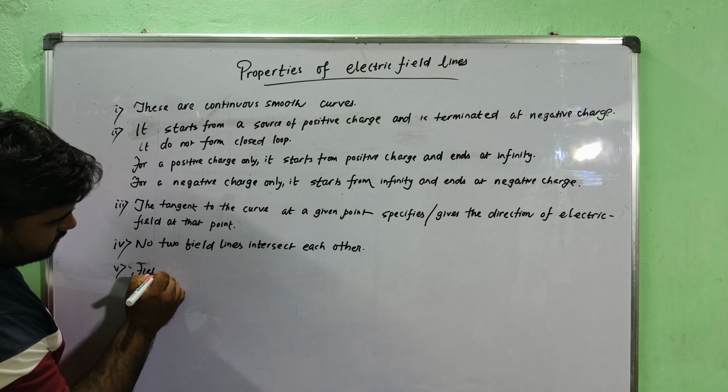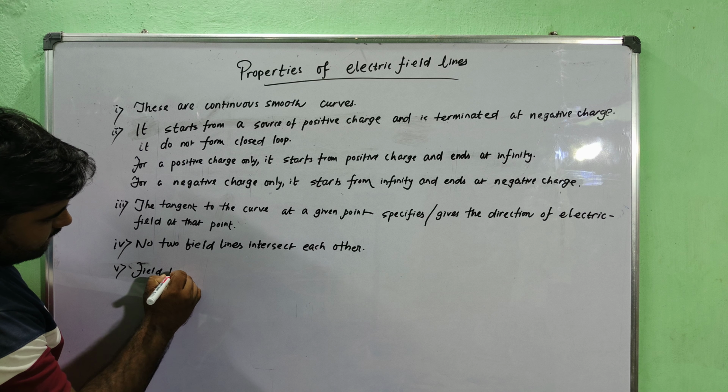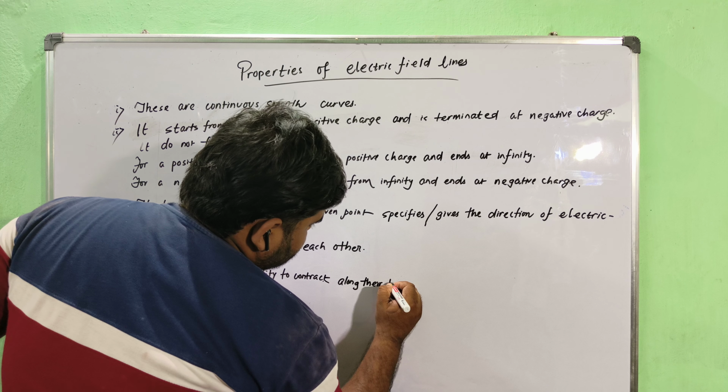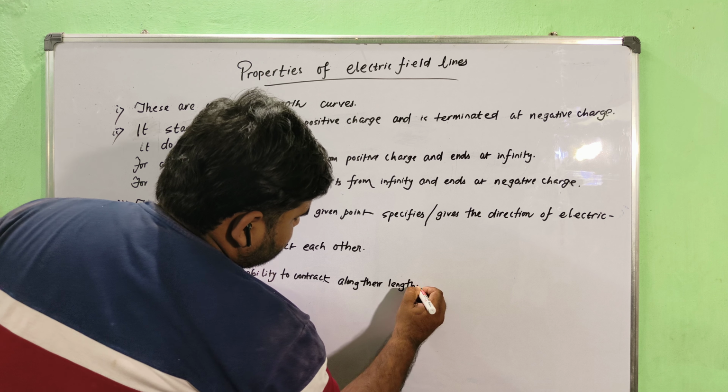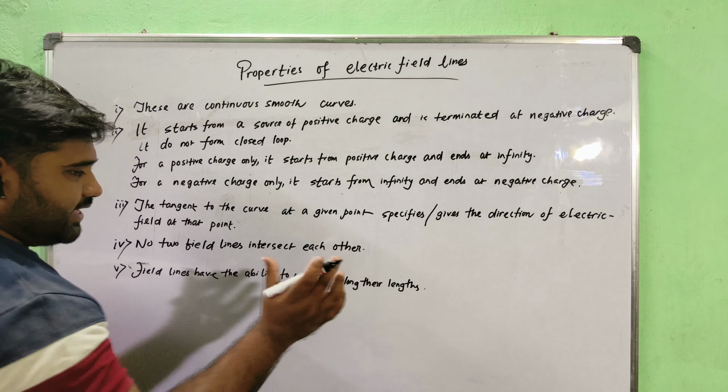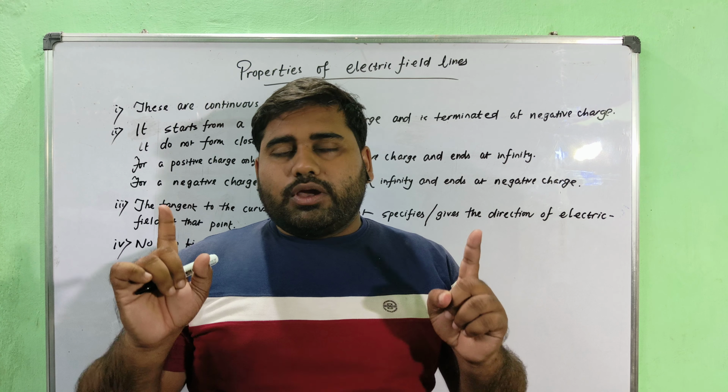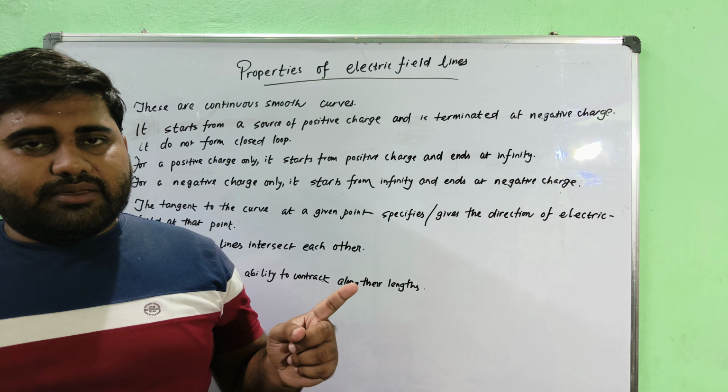Field lines have the ability to contract along their length. Along their lengths. So see, when they are contracted, this can happen only if one is a positive charge and the other is a negative charge.